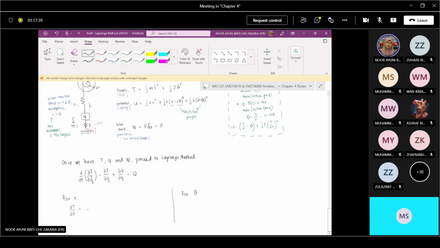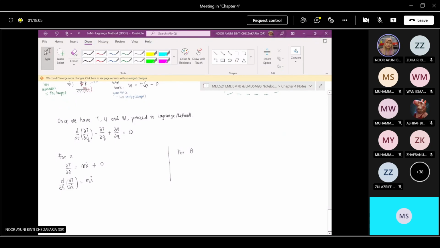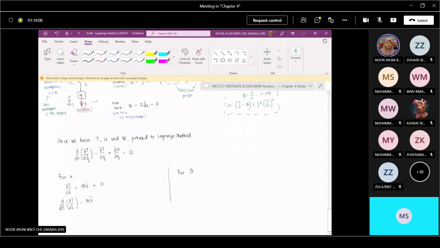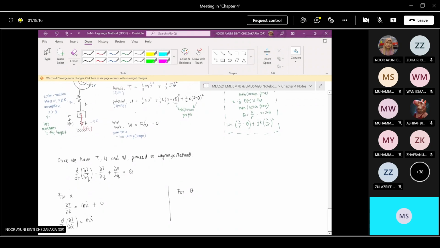So we get m x dot. Another one is 0 lah. And then differentiate against time. Then we have m x double dot. Nampak dah equation kat atas. Kalau salin boleh buat lah. Kalau tak salin tak nampak ni. Okay, I'm trying my best.